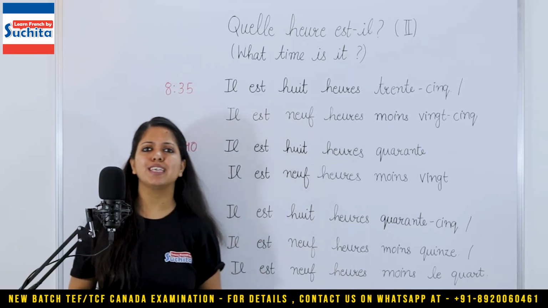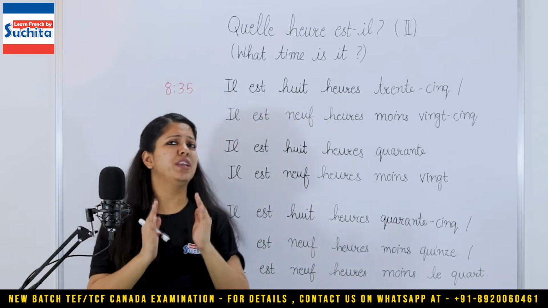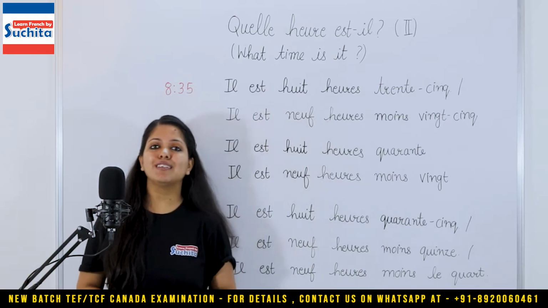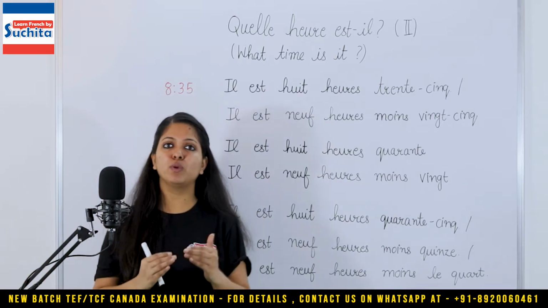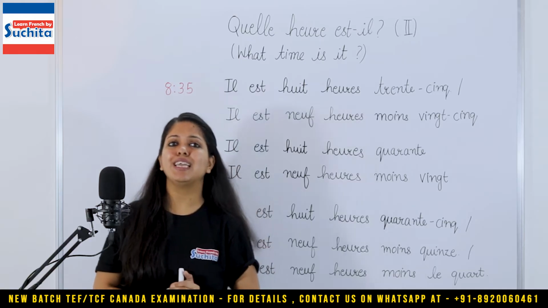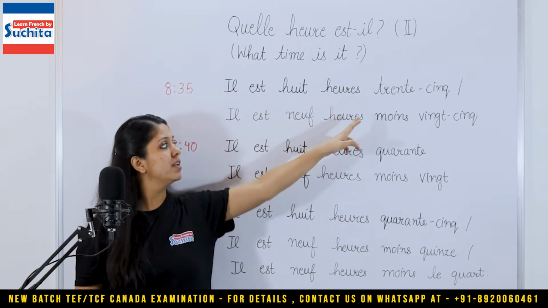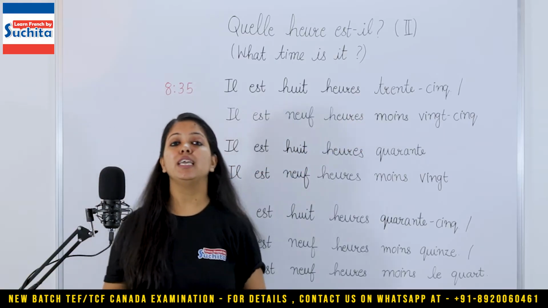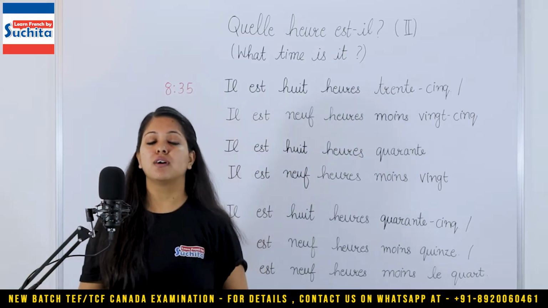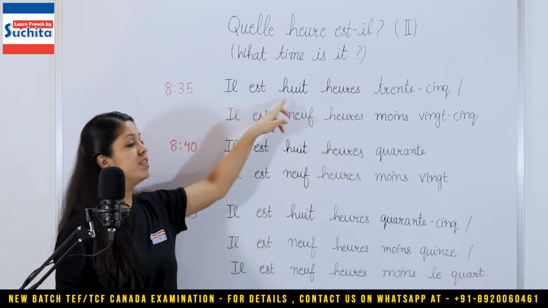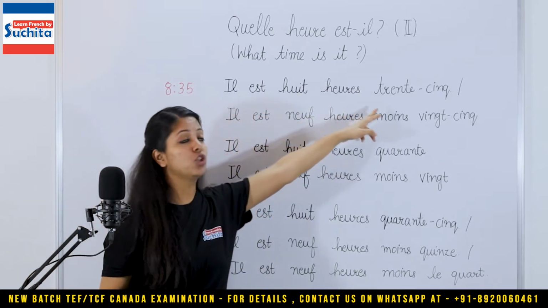8:35. How do you say it is 8:35? This is going to be a little complex, but I will try to simplify it for you. First we learn it simply. So you say il est 8h35. Il est 8h35 because 35 is 35. Il est 8h, it is 8 o'clock, 35.